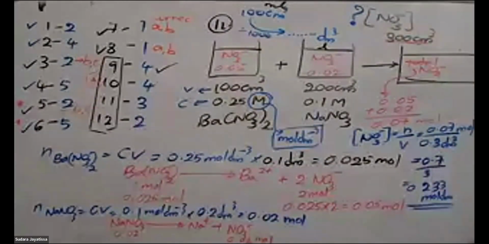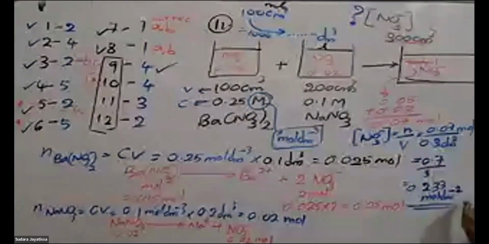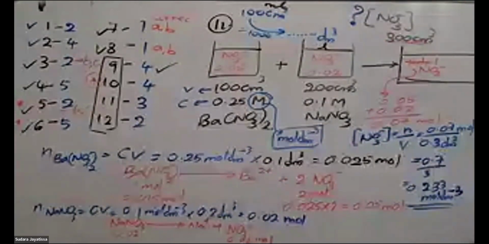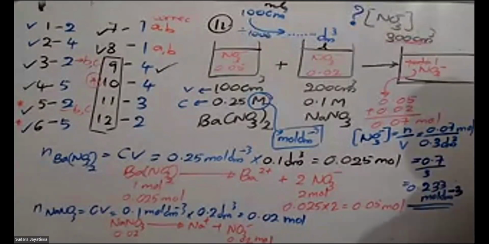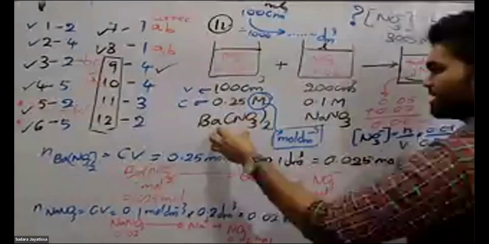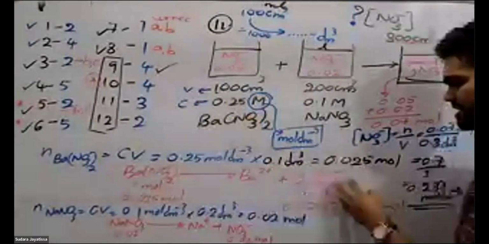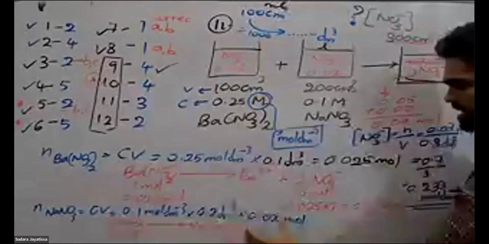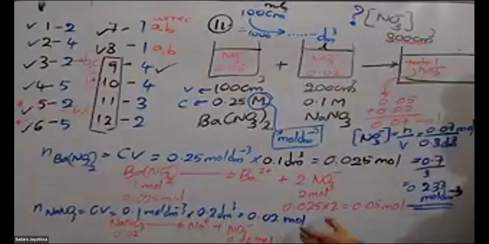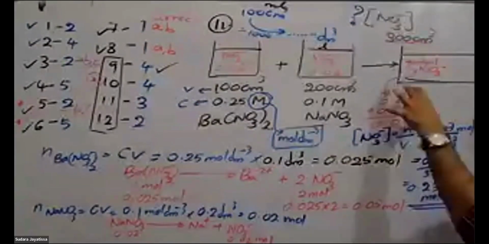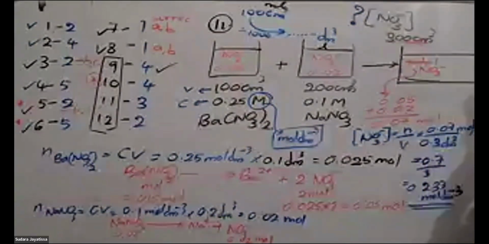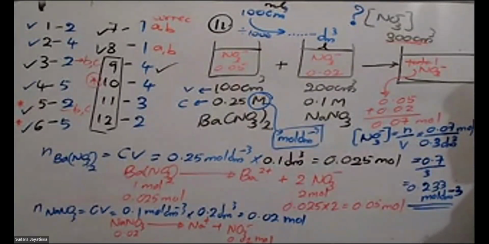0.233 moles per decimeter cube. Okay, so what did we do? We found the moles of barium nitrate, and we found how many nitrates are there. Then we found the moles of sodium nitrate, and we found how many nitrates are there. Then we got the total moles of nitrate by adding them, and then we divided by the volume to find the concentration. That's what we did. You can put it in words also.